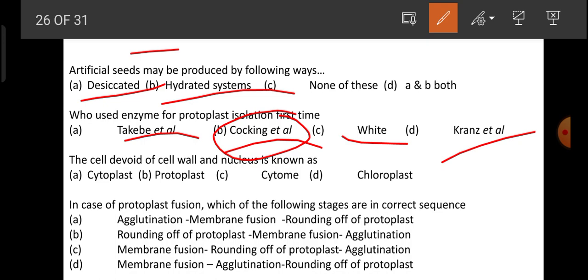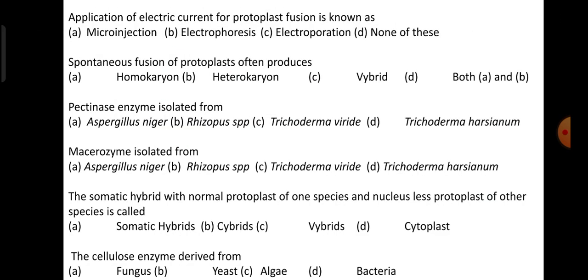Next question, in case of protoplast fusion, which of the following stages are in correct sequence? Four options are given: agglutination, membrane fusion, rounding off of protoplast. Option A is the correct answer. The other things I am not going to read because they may confuse you. Okay. Next question, application of electric current for protoplast fusion is known as, options microinjection, electrophoresis, electroporation, none of this. The answer here is electroporation, C.